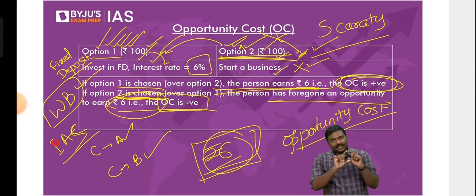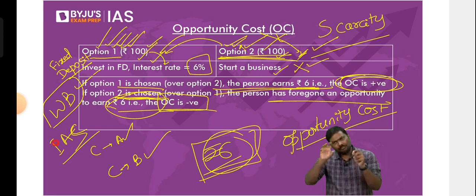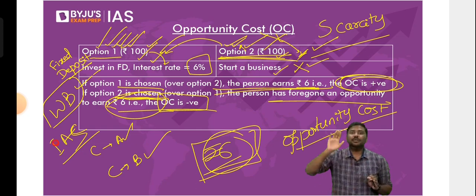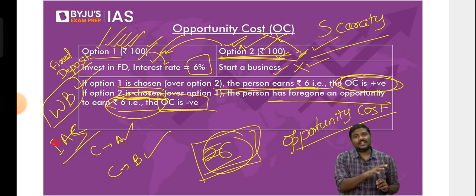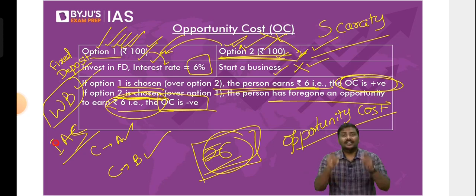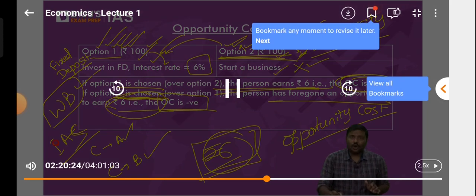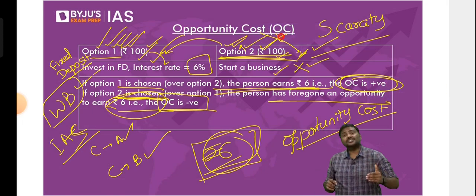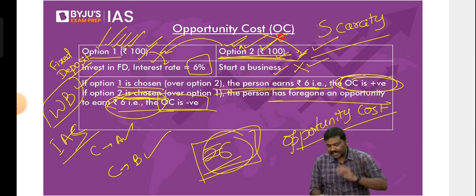So understand the logic here. Generally, when you talk about opportunity cost, there are 2 options available to you. Both are the best options, but you cannot choose both of them. You'll have to sacrifice one and choose the other. And because you're sacrificing one and choosing the other, the potential benefit that you've foregone is called opportunity cost. In this example, if you choose option 2 and sacrifice option 1, you've lost an opportunity to earn 6 rupees, and because you've lost an opportunity, I'll simply say opportunity cost is negative.